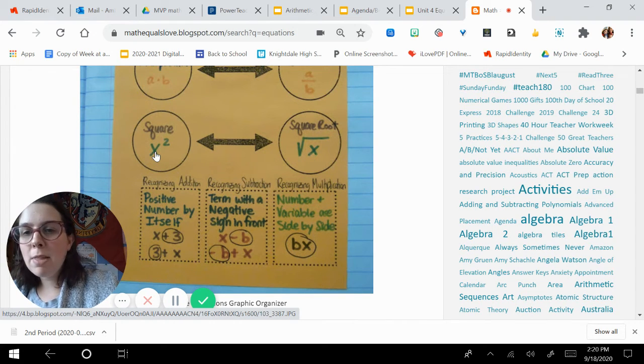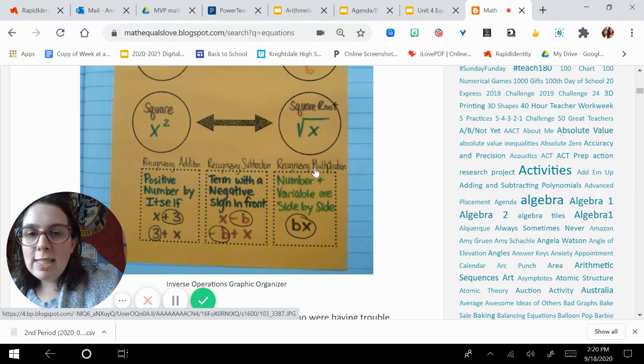They're opposites. And then recognizing these. Recognizing addition: a positive number by itself, like this. Recognizing subtraction: a term with a negative sign in front, like this. And recognizing multiplication: usually the number, the coefficient, and the variable are beside each other. So that's what multiplication is. And division obviously has the fraction bar.